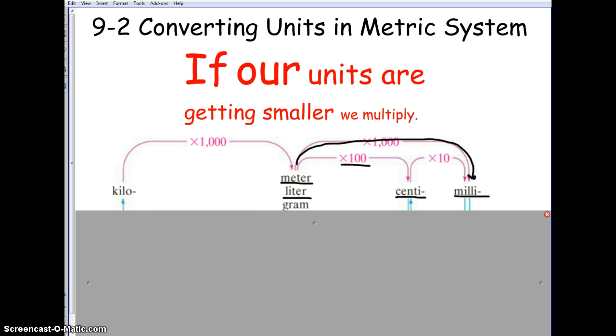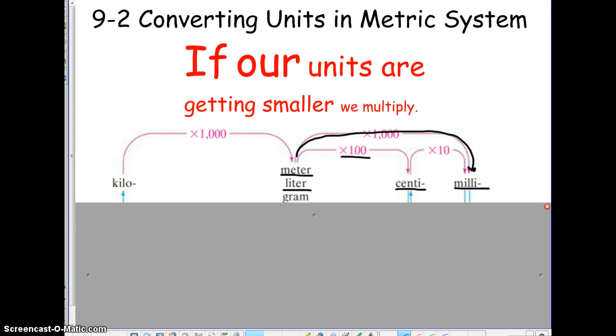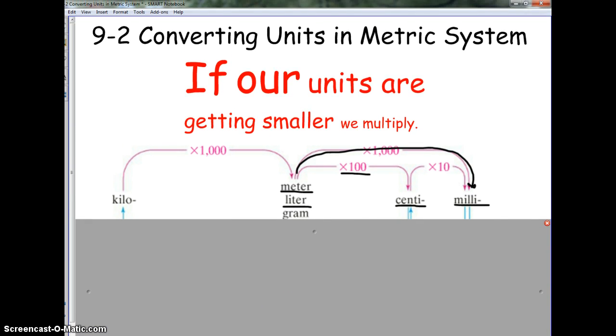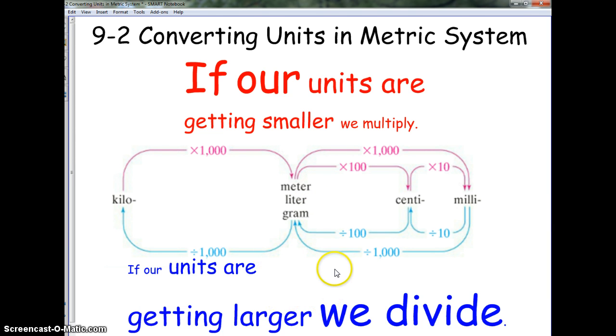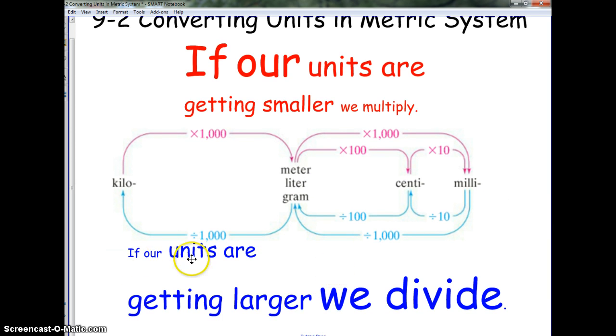Okay, so this is one thing that we really need to utilize. This tells you everything that you would need to know about converting anything: meters, liters, grams, or length, capacity, or mass that we went over yesterday. But there's also a bottom part to this: if your units are getting larger, we divide.